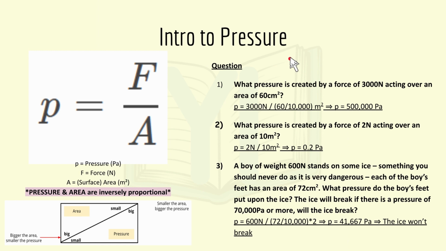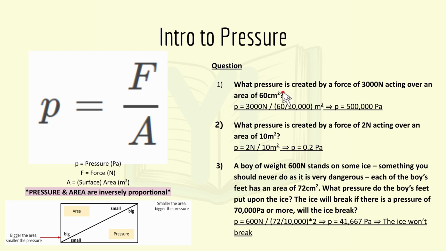And here's introduction to pressure. We have this equation right here. P, pressure, equals F, which is force, divided by A, which is surface area. And P is in pascals, force is in newtons, and surface area is in meters squared. And pressure and area are inversely proportional. So here's a triangle, and area and pressure. So the bigger the area, the smaller the pressure, and the smaller the area, the bigger the pressure.